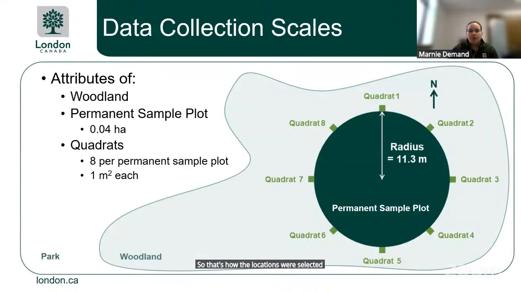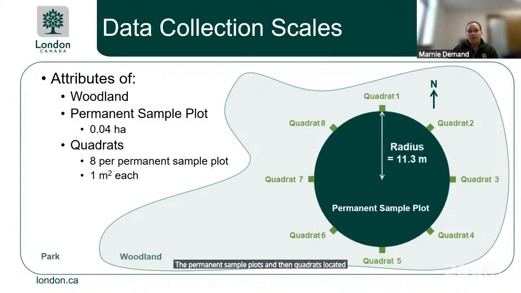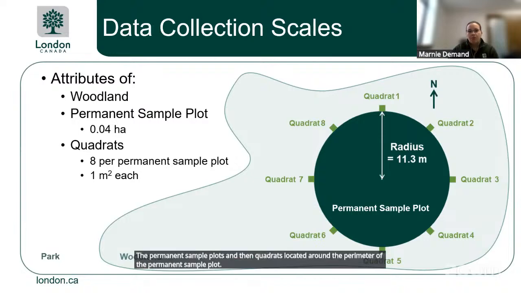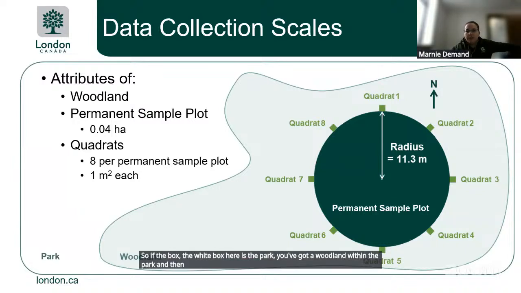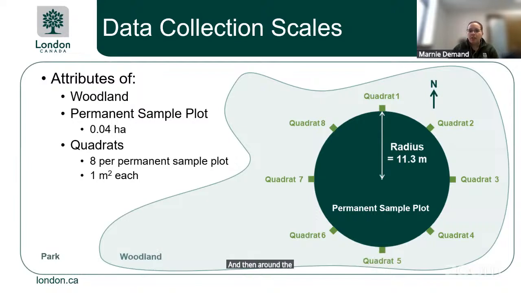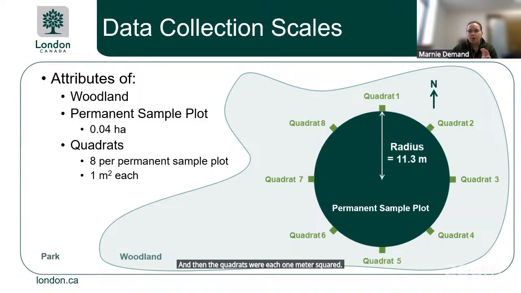Once we got out to these permanent sample plots, I collected attributes of the woodland, the permanent sample plots, and then quadrats located around the perimeter of the permanent sample plot. So if the white box here is the park, you've got a woodland within the park, and within that woodland is the permanent sample plot at one of those randomly picked points from the fishnet grid points. And then around the perimeter of it were 8 quadrats. Again, it's a 0.04 hectare plot, and the quadrats were each 1 meter squared, so 1 meter by 1 meter.